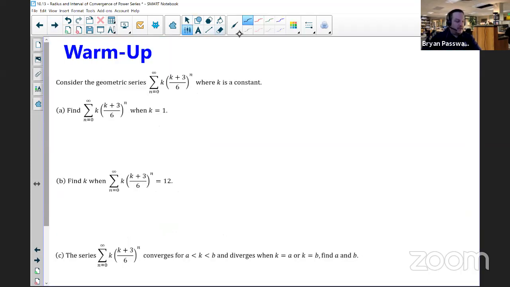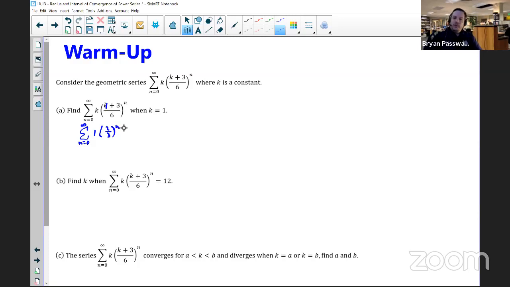So let's see if we can solve these problems together really quickly. Part A says, let's find the sum of this when k is 1. So really, they told us that k is 1. So if I plug in 1 for k, I get a 1 here in front, and then plug in a 1 for k here. Well, 1 plus 3 is just 4, right? And 4 over 6 is going to be reduced to 2/3.